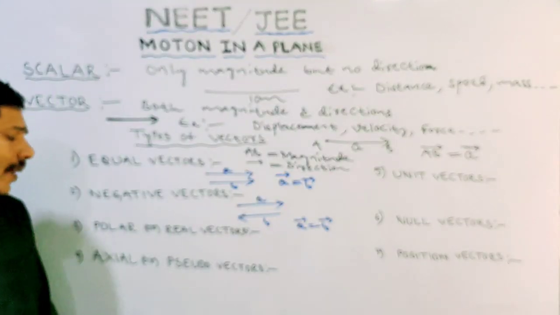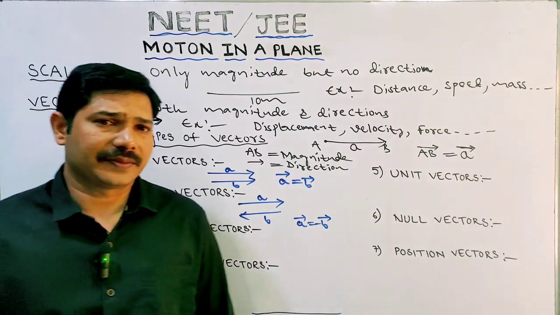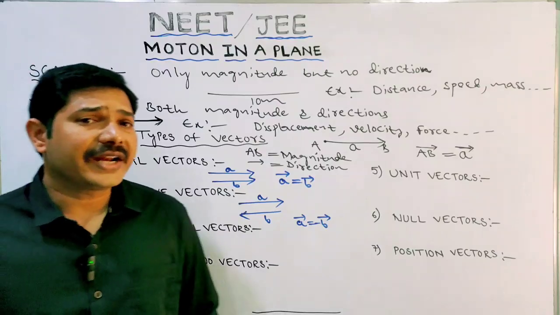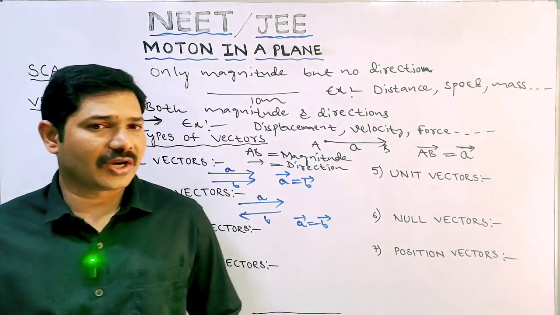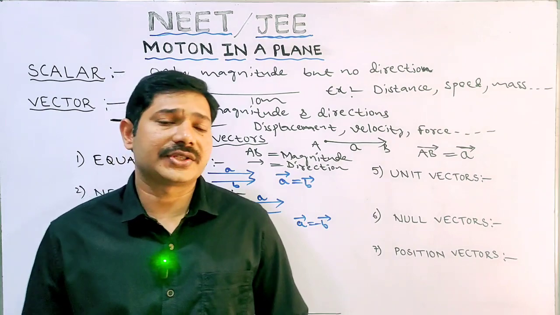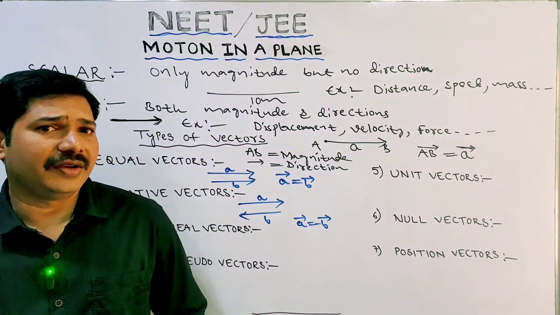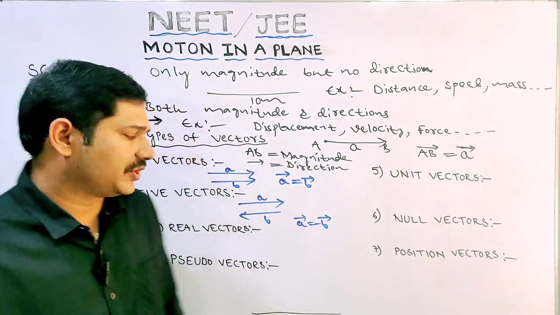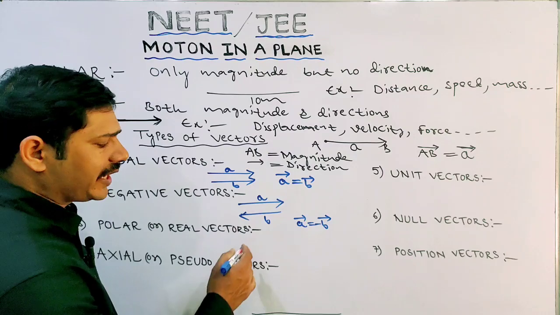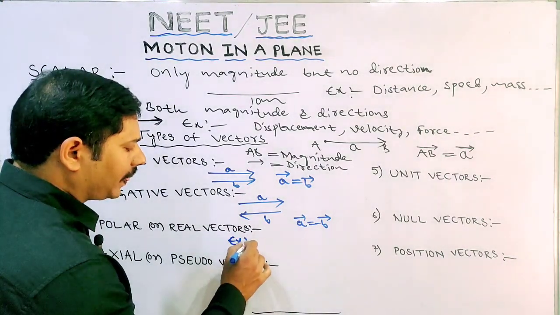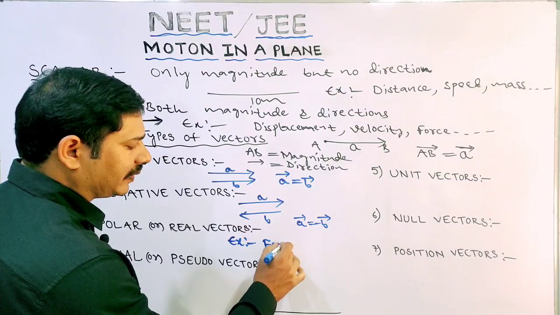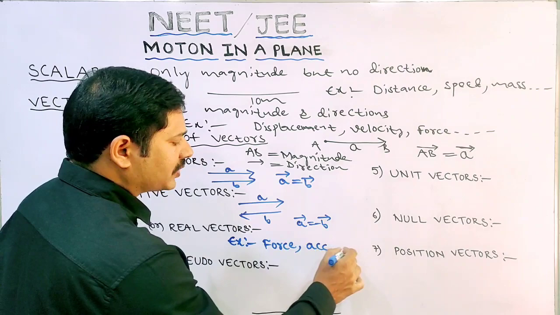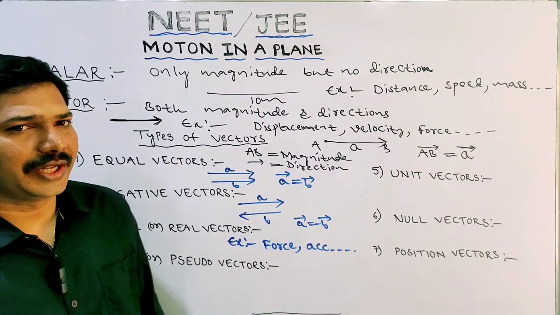Next, polar or relative vectors. In these vectors, the direction does not change, even if the coordinate system in which it is defined changes. Examples we can take: force and acceleration.